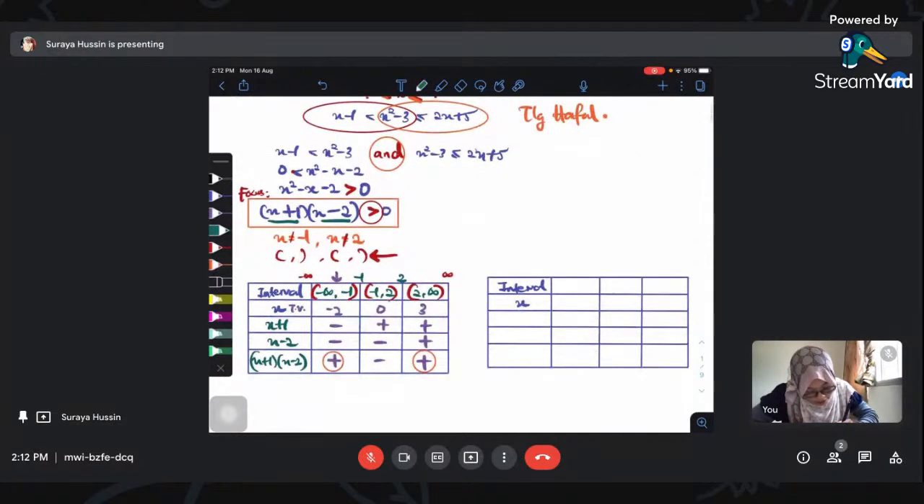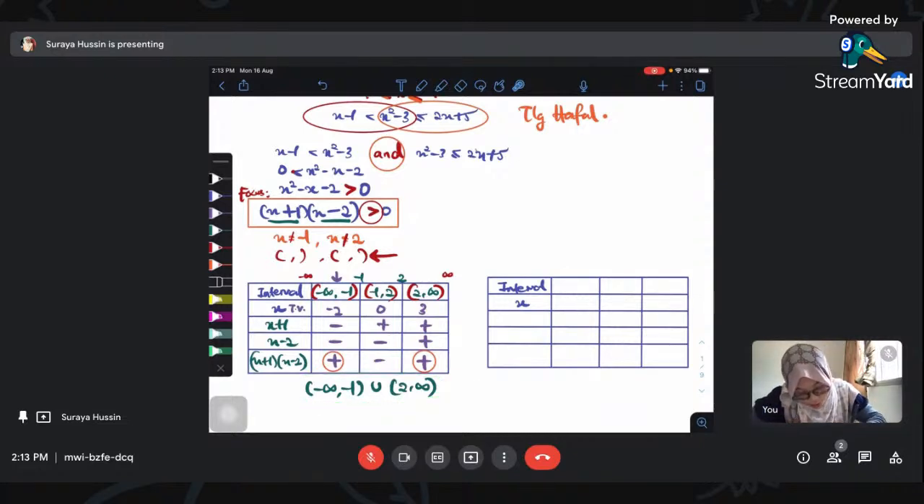Therefore, you turunkan interval you will get negative infinity until negative 1 union. Tolonglah tulis union, okay? Union 2 until infinity. Alright? So you have found satu jawapan. You dah berjumpa dengan satu jawapan. Okay? But you tak habis lagi. This is not your final answer. This is just halfway through.